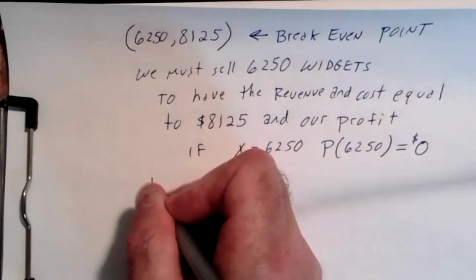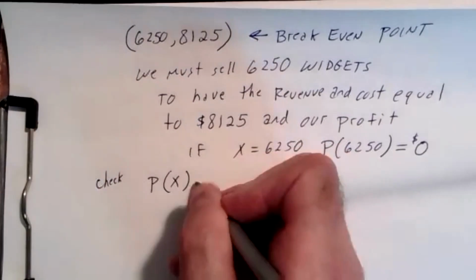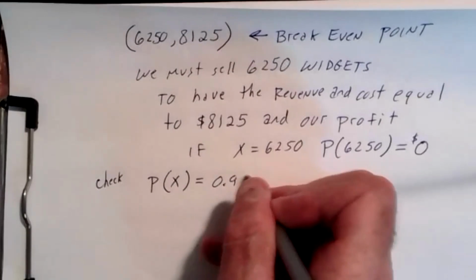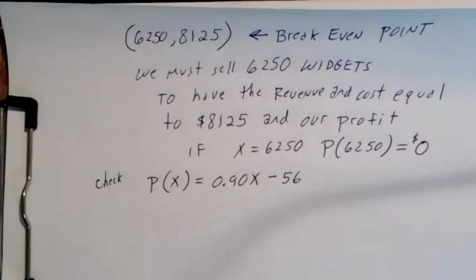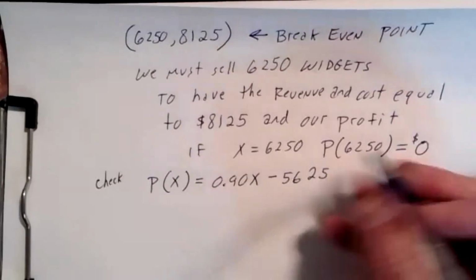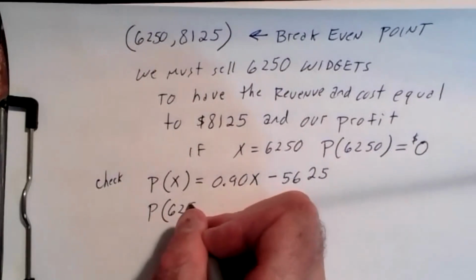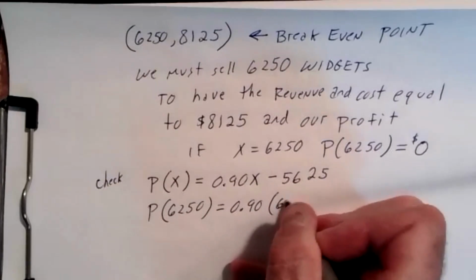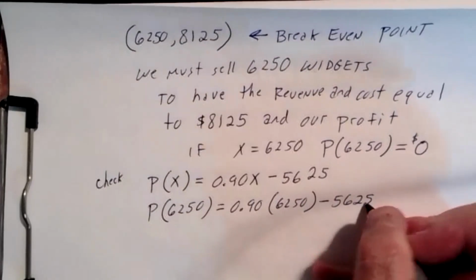Let's check our answer. What was our profit function? Anybody remember a profit function we developed? It was 0.90x minus 5,625. Let's check our answer by evaluating our profit function at 6,250 widgets. What's 0.90 times 6,250 widgets minus 5,625? What does this give us?